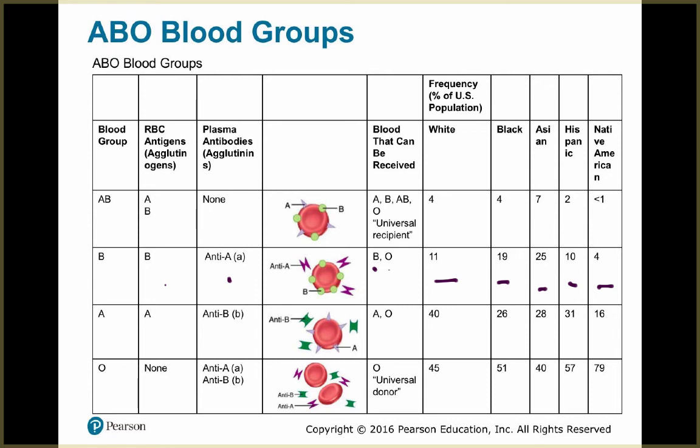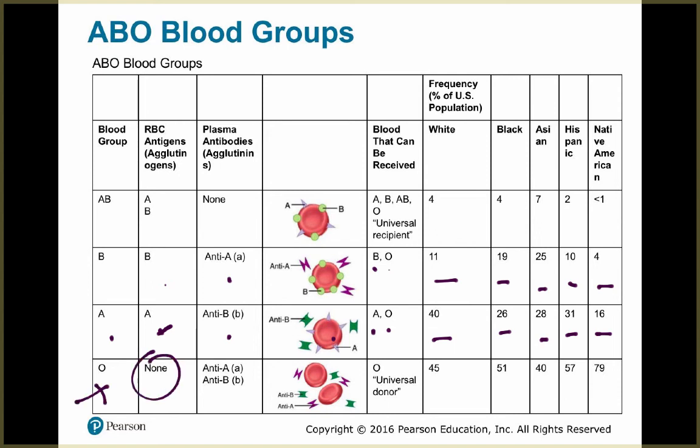Now, if you look, we have A here, which you can see is even a little bit more common for all blood types. On A, you have the A antigen, so you are making antibodies for B. And you can see here on this red blood cell what it looks like. So you can receive blood from A and O. 40% of the white population has it, 26% of the Black, 28% of Asian, 31% of Hispanics, and 16% Native American. As you can see here, the most common blood type group for all is O.